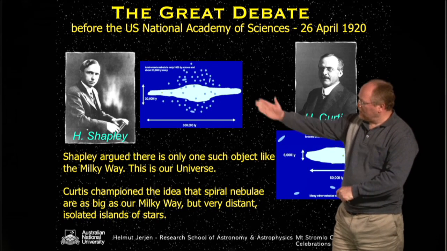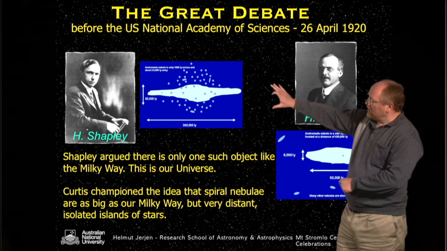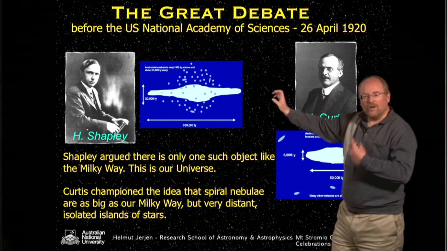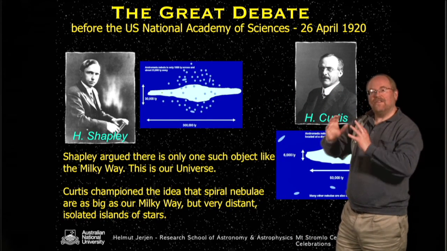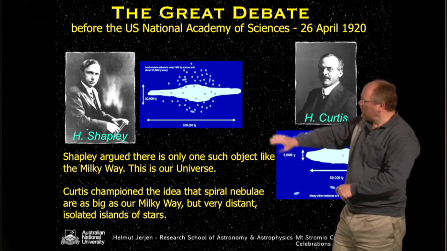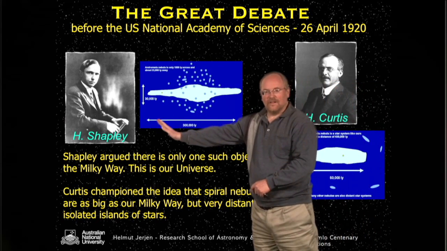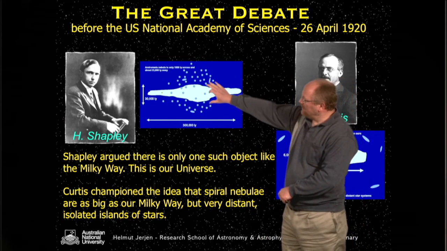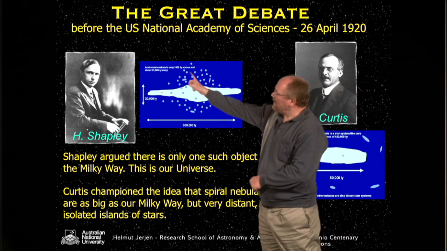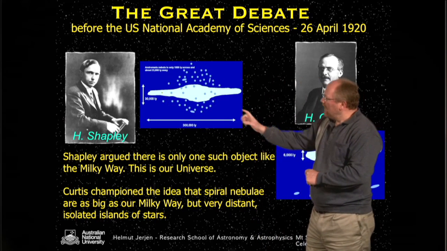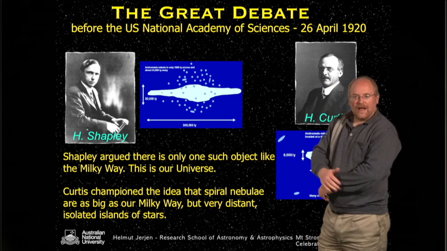Shapley, the famous astronomer, argued that there is only one Milky Way out there. It's only one such large object, and this is essentially our universe. So you have the Milky Way, looking here from the side, about 300,000 light years across and 30,000 light years thick, and all the spiral nebulae that I showed you photos of before are simply very close objects that belong to our Milky Way.